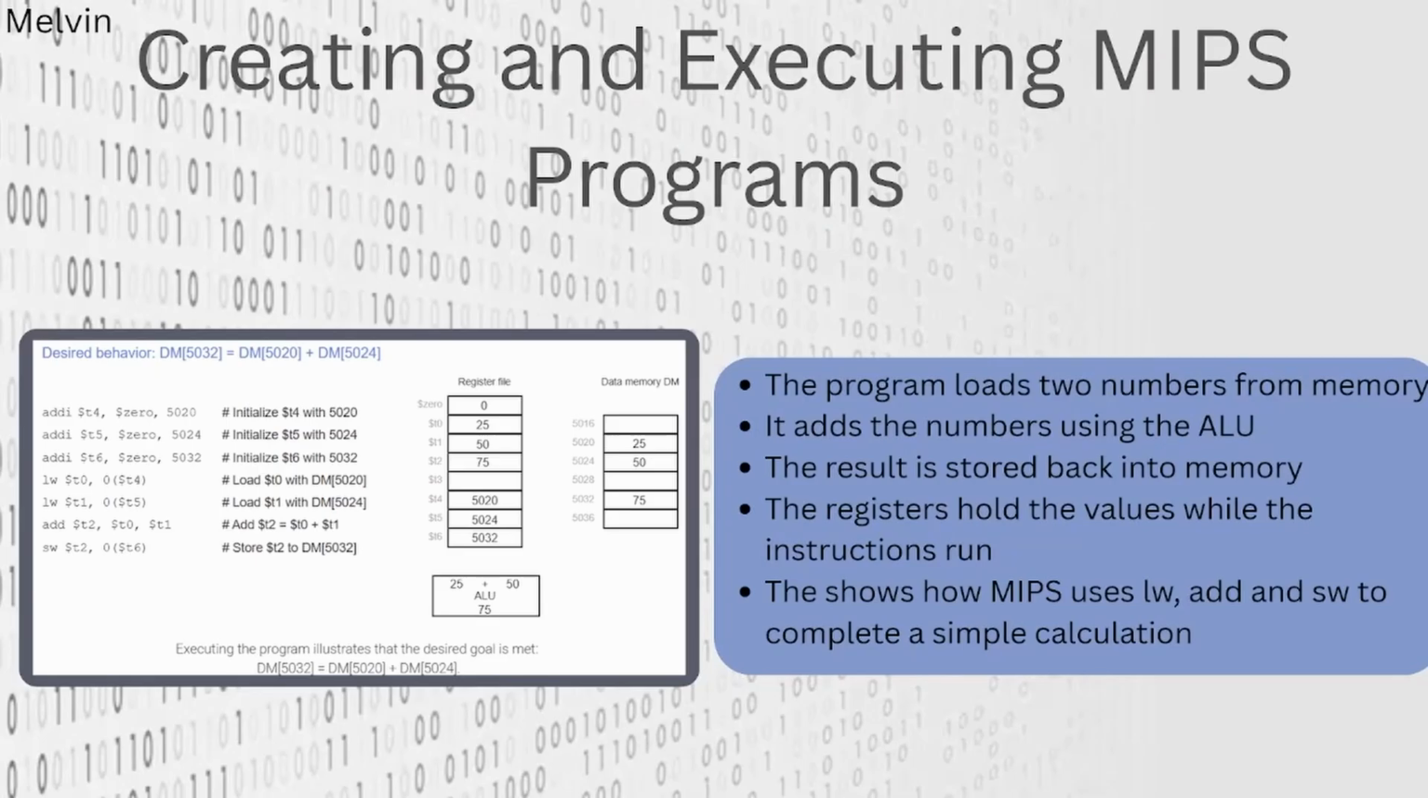This image shows a small MIPS program taking two numbers from memory, adding them, and storing the result back into memory. The LW instructions load the numbers into registers, the add instruction adds them, and the SW instruction saves the answer. The picture also shows the registers and data memory so you can see how the values move through the CPU.